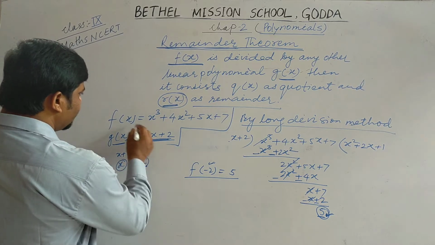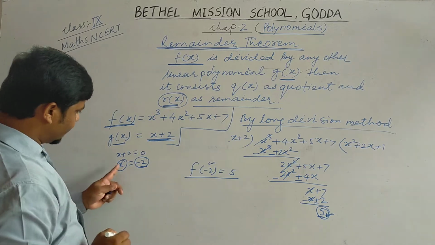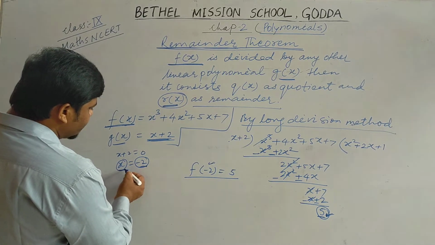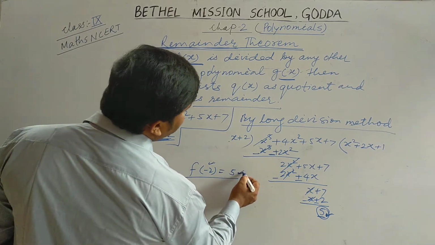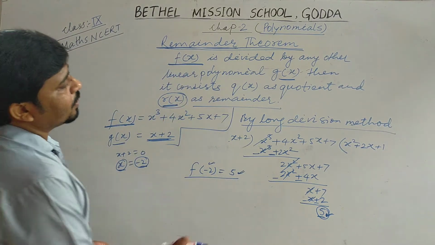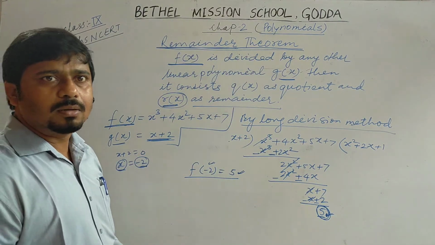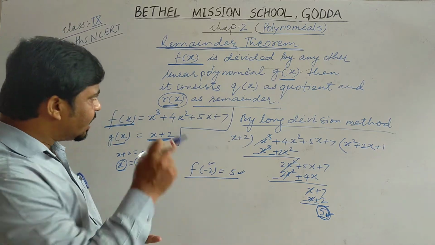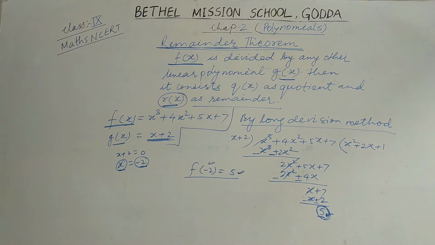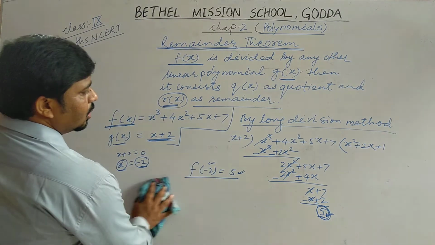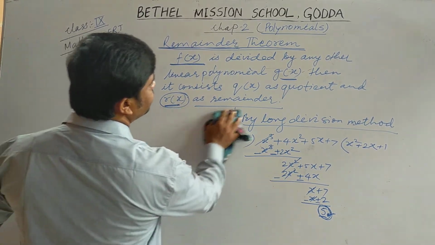Because this is a polynomial with variable x, in the place of x we put minus 2. If we put minus 2, then we get the remainder 5. You can see we got this remainder 5 by the long division method, but another way is called the remainder theorem method. Here I am going to use that property, the remainder theorem.